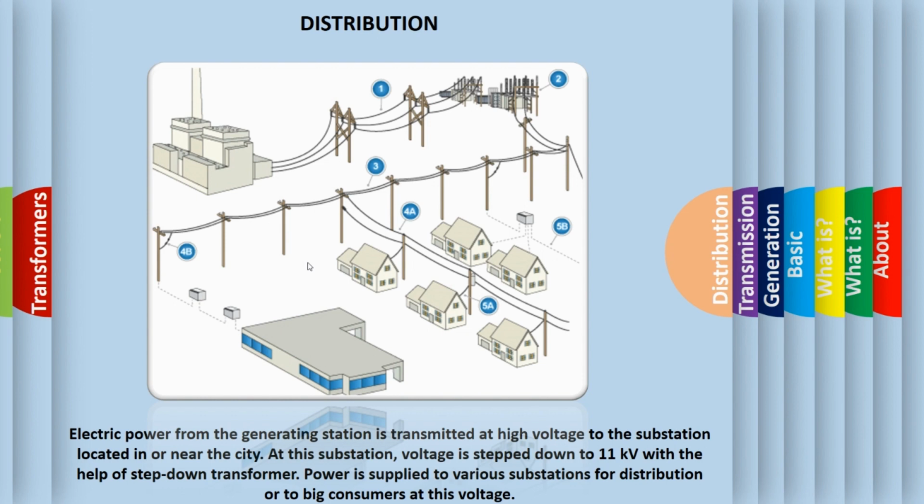As you can see, number one represents the transmission lines. Number two represents the substation where voltage is being stepped down to a required value. Number three represents a transmission line again that goes to consumers and industries. 4B, 4A, and 5B.